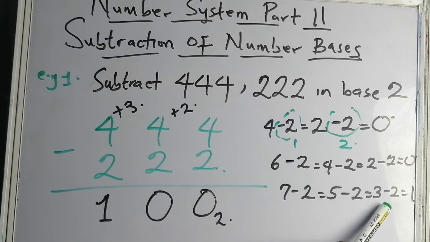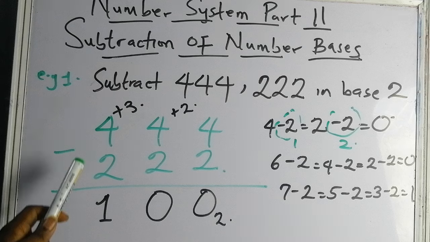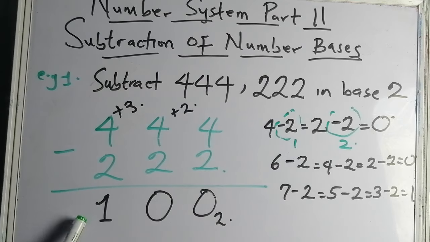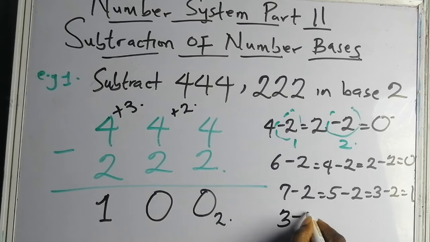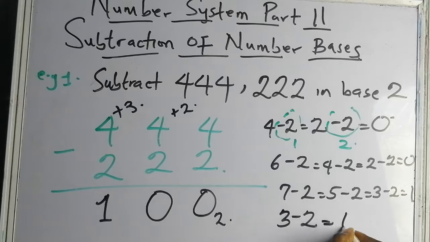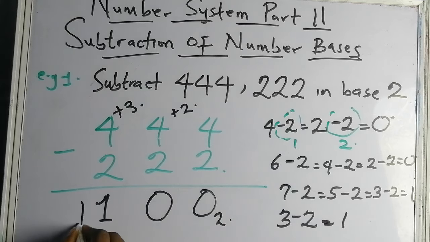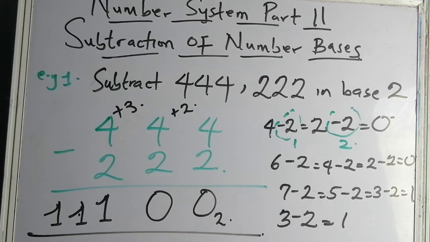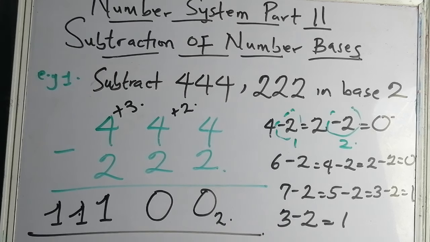1, 2, 3. Now, instead of me writing 3, because I don't have anything here, 3 is greater than the base 2 that I'm working with. So I'll now do 3 minus 2, which is 1. So that 1, I'm writing it here. How many times can I subtract 2 from 3? 1 time. So I'll bring the 1 here. So this is the answer: 11100 in base 2.